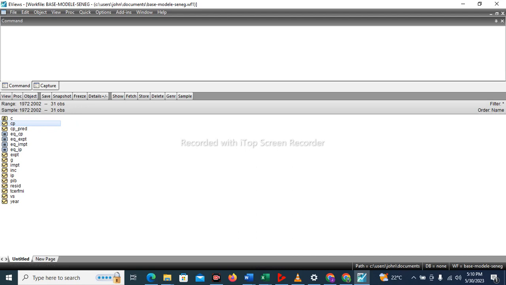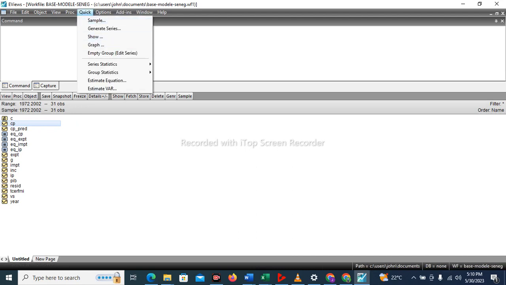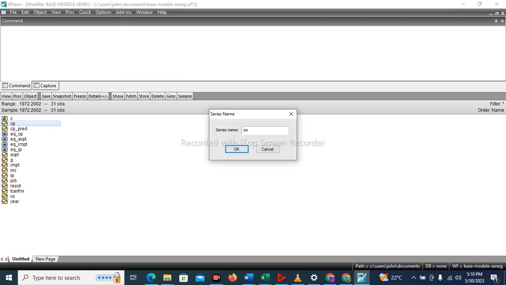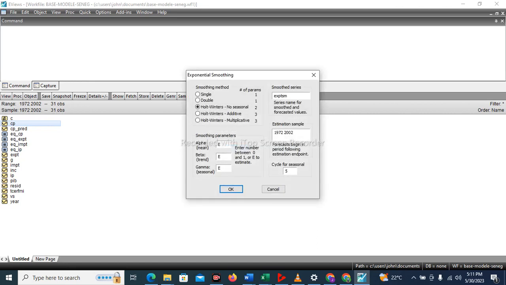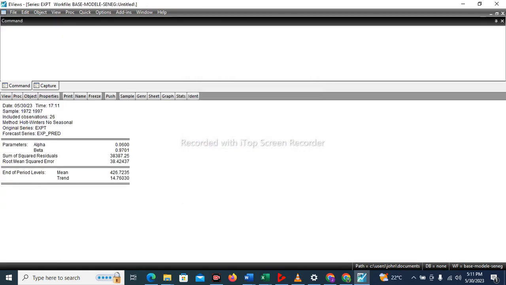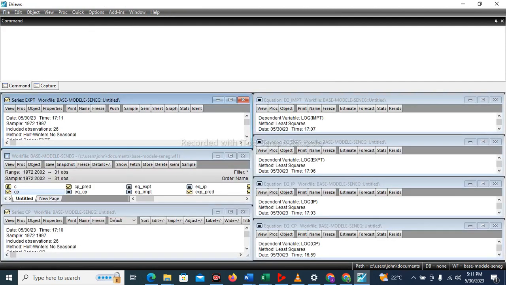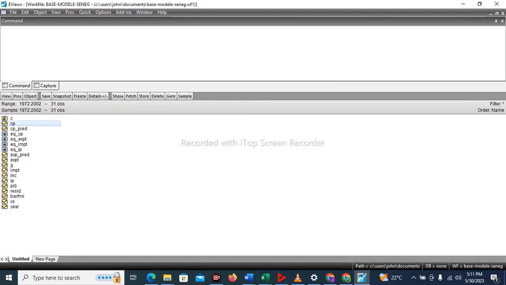So the next one is exports. I'm going to exports, do the same exponential smoothing. Exports, they were non-stationary. Of course, we used the same strategy. So for exports, we have to label this as prediction, predict. Then we are using Holt-Winters non-seasonal because it is non-stationary. And then we have the results. We go back to the window, and you can find it here. Here it is.